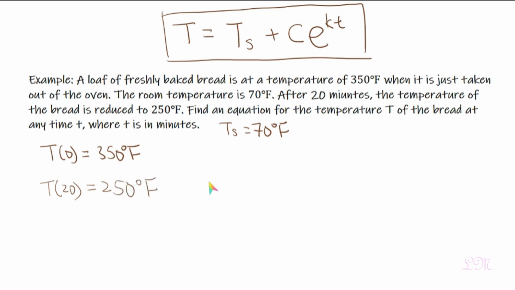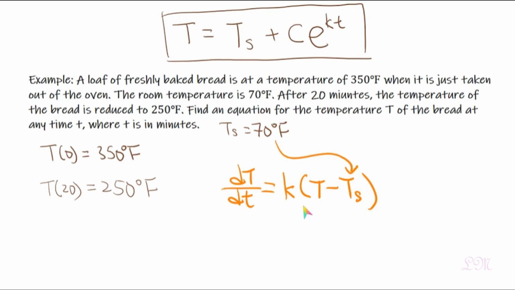On a test or quiz, I am never a fan of memorization, so you can set up your differential equation and go with the longer route instead of using the formula we just derived. As long as you know that the rate of change of the temperature is proportional to the difference between the temperature of the object and the temperature of the surroundings. And here, because we know that T sub s is 70, you can just plug that in.